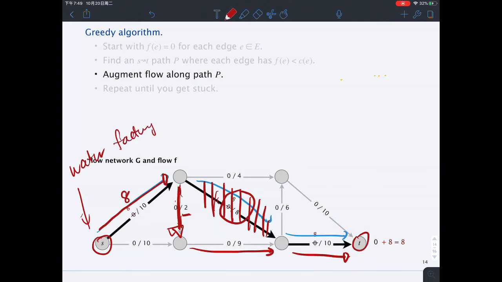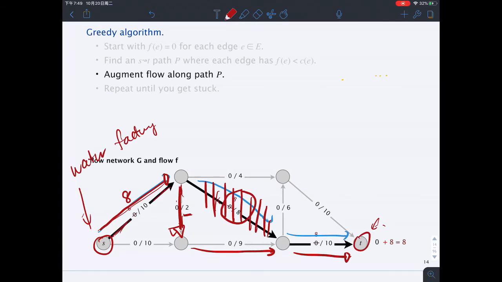So you can imagine what we are doing here. Imagine that you are a water factory, pushing out a lot of water to your client. You are already operating, pushing out 8 units of flow through the bolded path. Now you want to increase your capacity. You want to push more water towards the client so that you can make more money, right? So your candidate path is just this red path here.